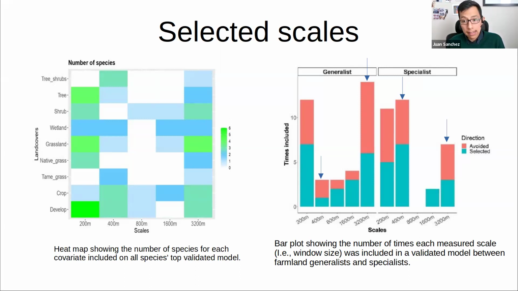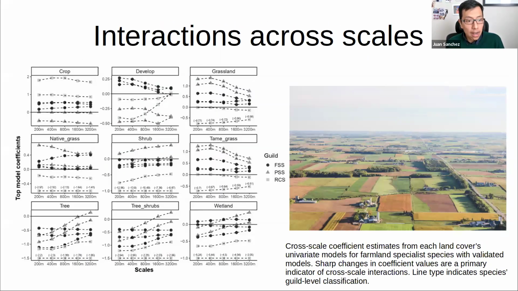And this has important implications for how we understand how species or generalists are selecting their environment. I also explore how each of the land covers changes their relationship with the species. In this graph, you can see a representation of the scales and the relationship of the land cover with that scale.